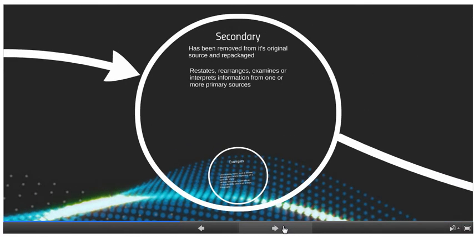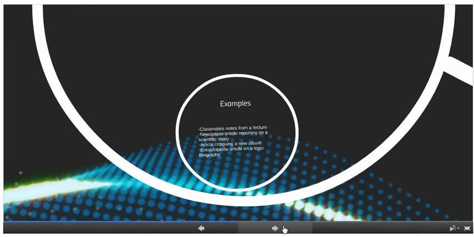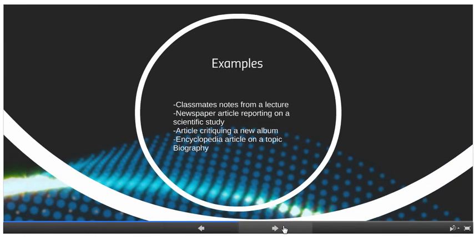Secondary information is information that has been removed from its original source and repackaged. This information has been restated, rearranged, and examines or interprets information from one or more primary sources. So a secondary source will often cite a primary source as its original source of information. Some examples might be classmates' notes on a lecture, a newspaper article reporting on a scientific study, an article critiquing a new album, an encyclopedia article on a topic, or a biography. All of these things are secondary sources of information.